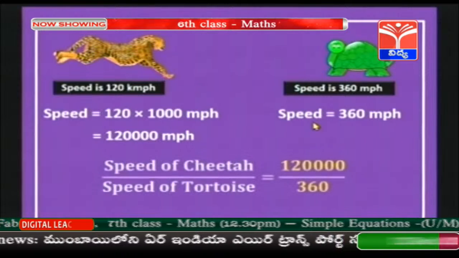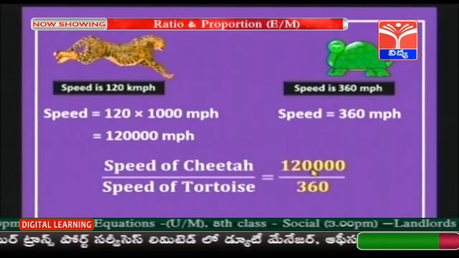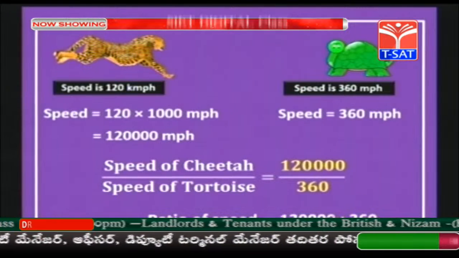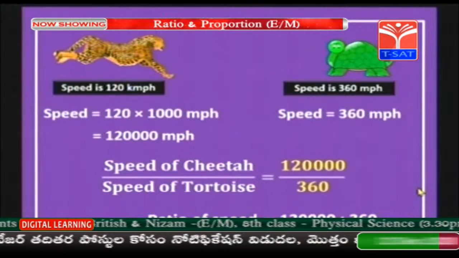Now let us compare them. That is speed of cheetah divided by speed of tortoise. That is 1,20,000 divided by 360. So the ratio is 1,20,000 is to 360. So this is the ratio of their speeds.